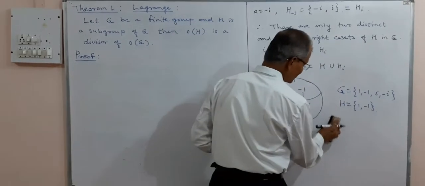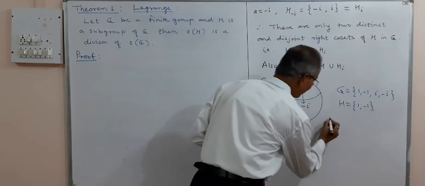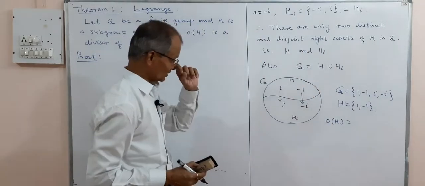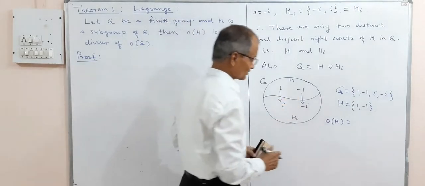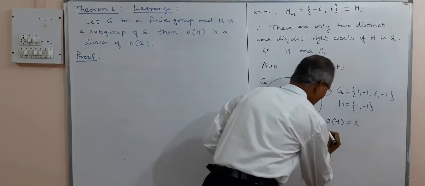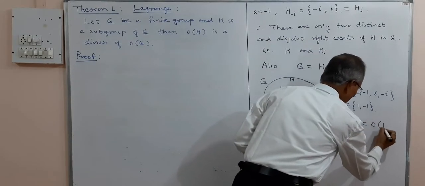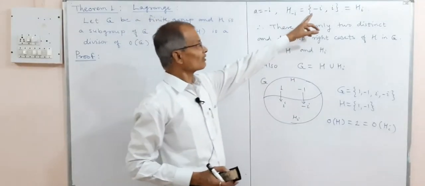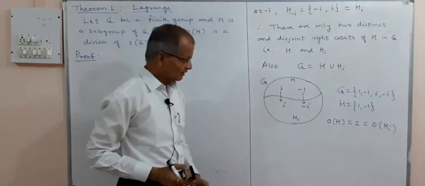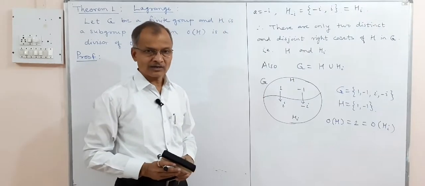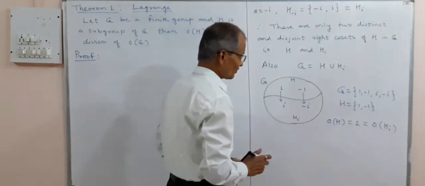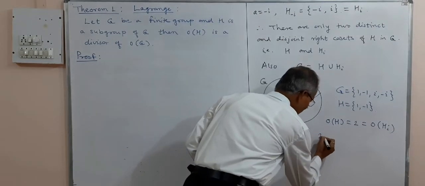And what is the order of H here? Number of elements in H. 1 and minus 1 means the order of H is 2. And this is the same as the order of HI. Number of elements in HI are also 2. And now, how many distinct right cosets are there? 2, H and HI. So there are 2 distinct right cosets.